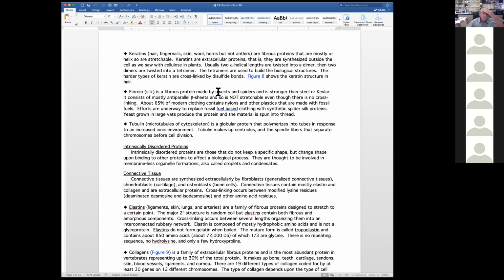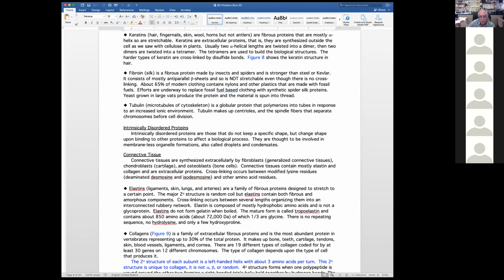So keratins make up hair, fingernails, skin, wool, and the horns of animals. They're fibrous proteins, mostly alpha helix, so they're stretchable. They're extracellular proteins, which means they're made outside the cell. There are usually two alpha helical chains twisted together into a dimer, and then the dimers are twisted into a tetramer. And the tetramers are then used to build the biological structures.